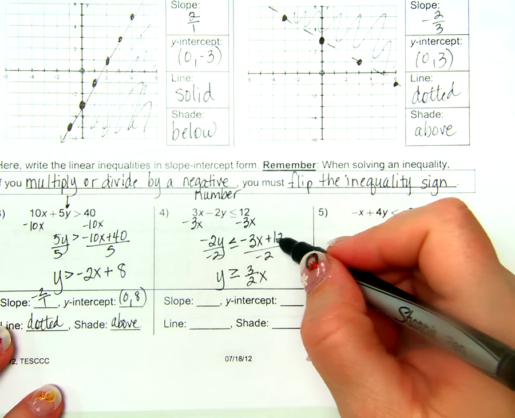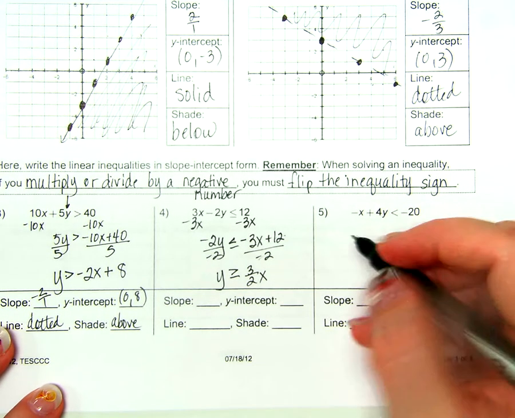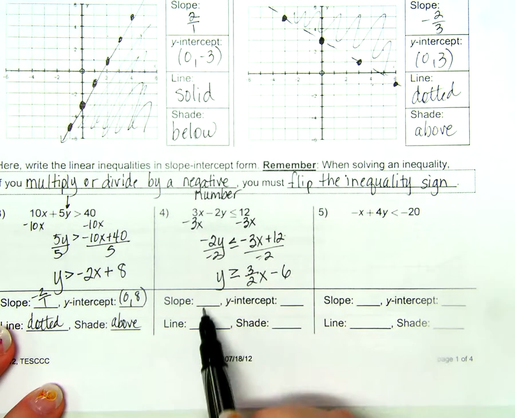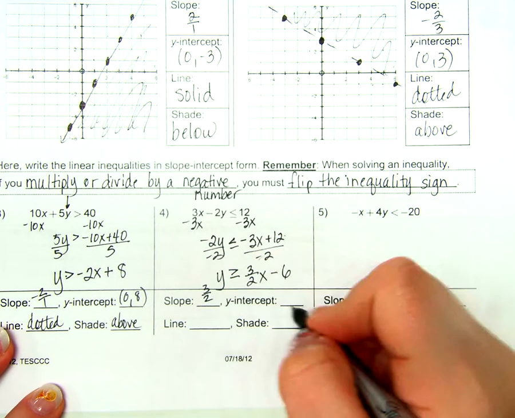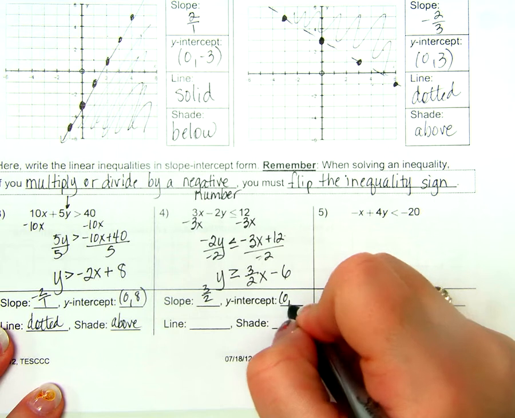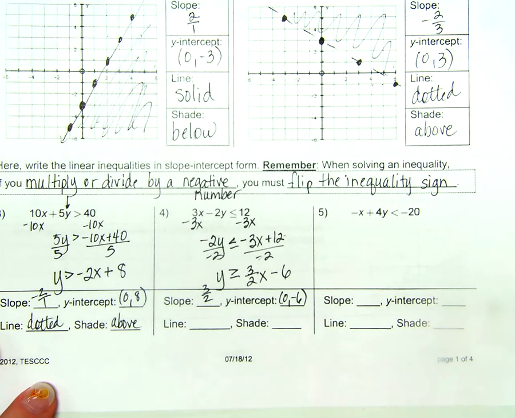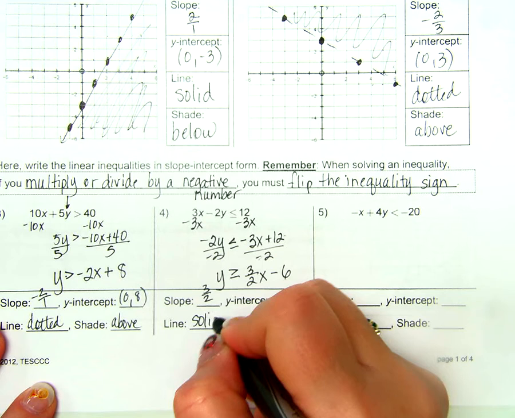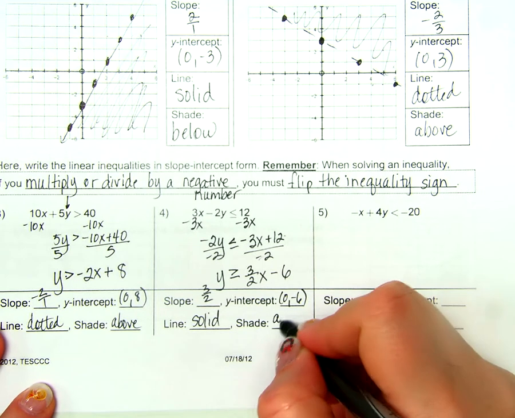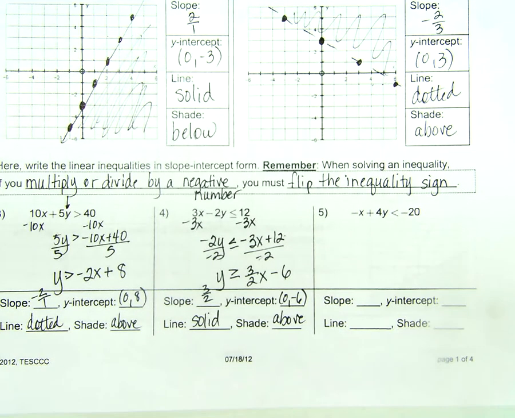Okay. And then 12 divided by negative 2? Negative 6. What is my slope? 3 over 2. What is my y-intercept? 0, negative 6. What kind of line do I have? A solid. And where am I shading? Questions? Turn the page.